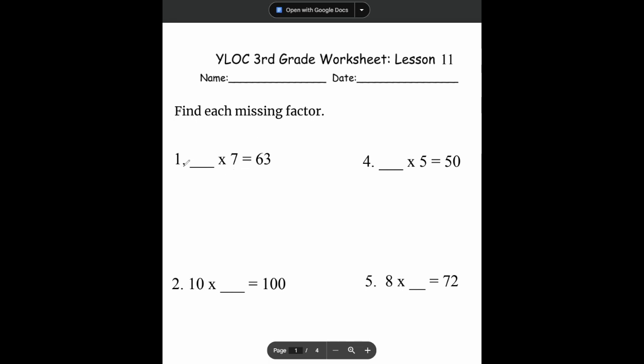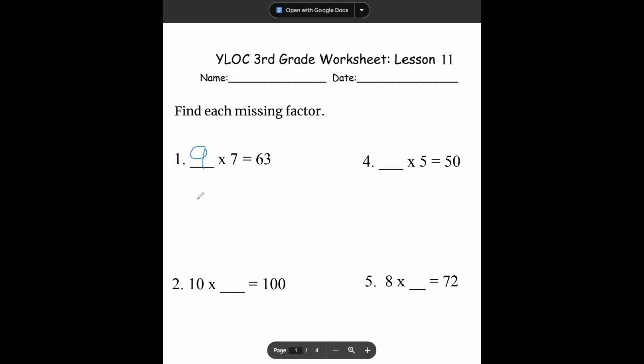Find each missing factor. Blank times 7 is equal to 63. You should have learned your times tables by now, because you need to know up to 12 times 12, like 1 times 12, 2 times 12, 3 times 12, all of that until you get to 12 times 12. So just calculating it, you should be able to get 9 times 7 equals 63.